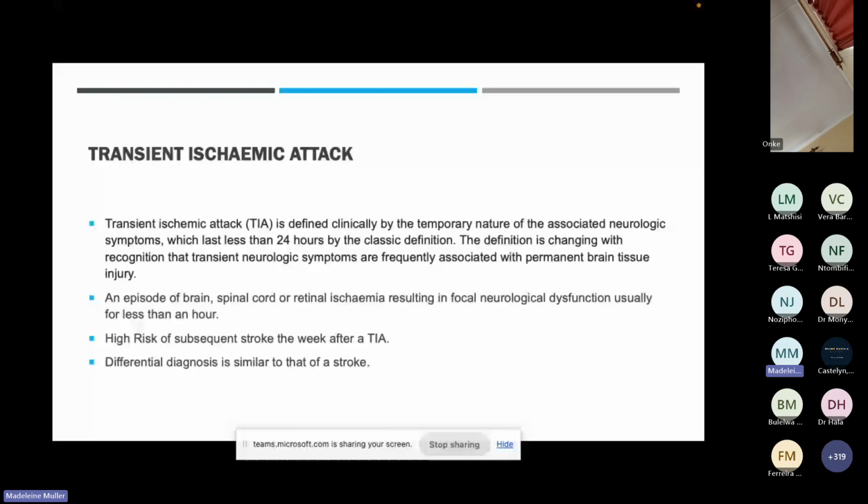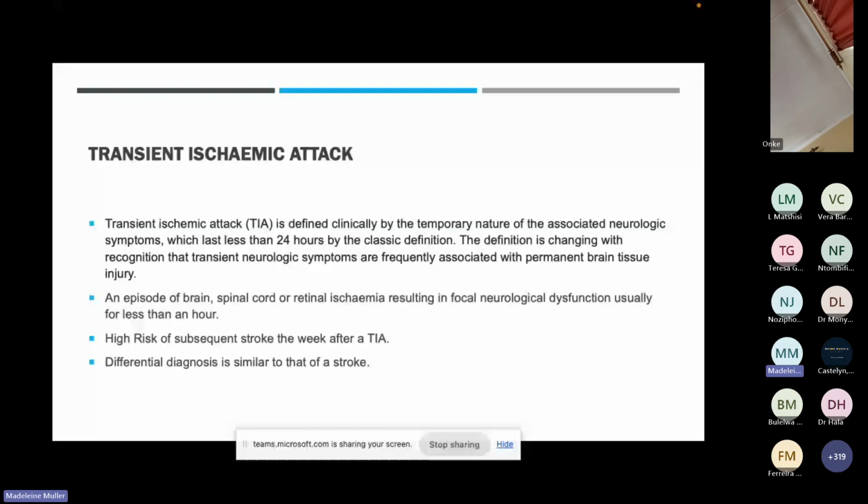An episode of brain, spinal cord, or retinal ischemia resulting in focal neurological dysfunction, usually for less than an hour. This is the definition found in our standard treatment guidelines. These patients are at high risk of subsequent stroke the week after a TIA, and the differential diagnosis for a TIA is similar to that of a stroke.